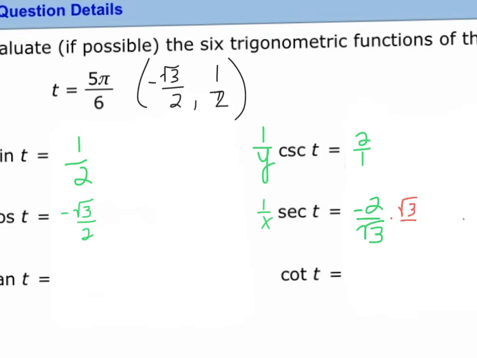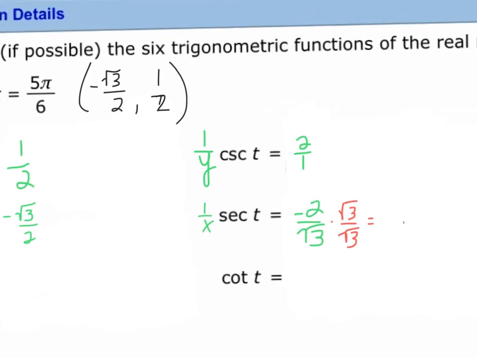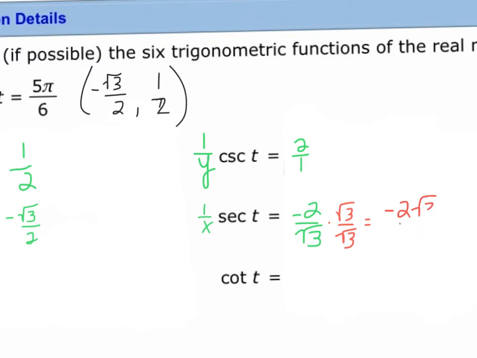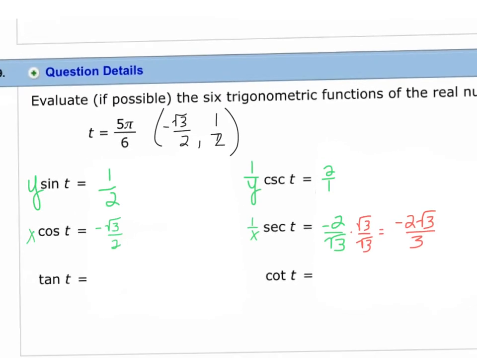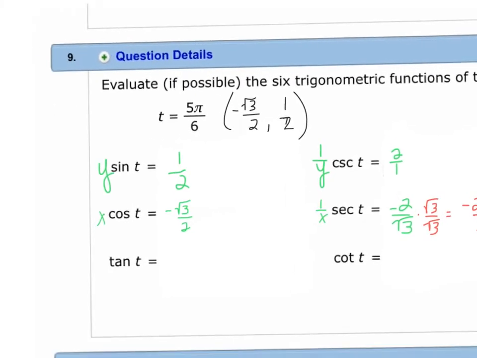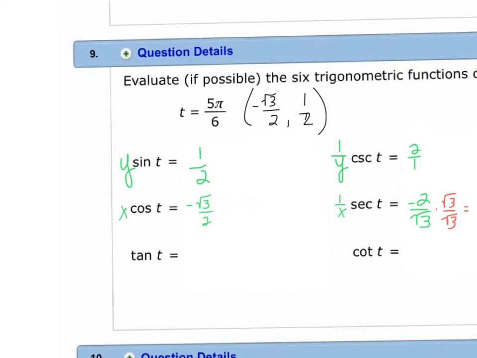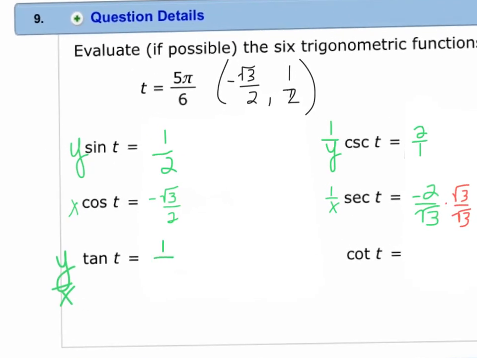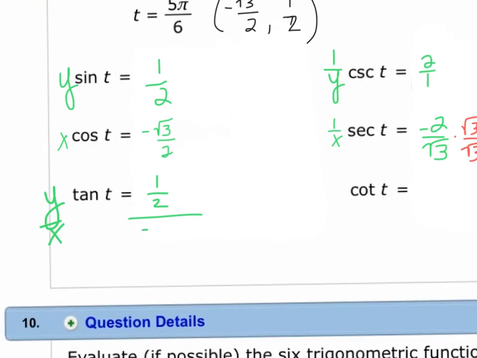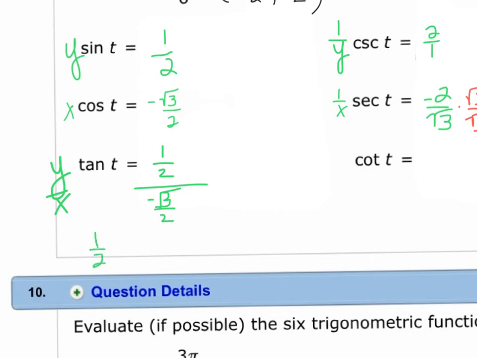Can't have a square root underneath. So let's rationalize it. This just becomes negative 2 root 3 over 3. Tangent, again, tangent is what over what? 1/2 over negative. Good, y over x. 1/2 over negative root 3 over 2. So we keep, change, flip.